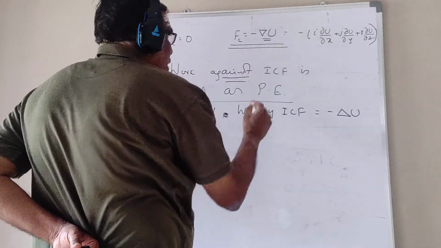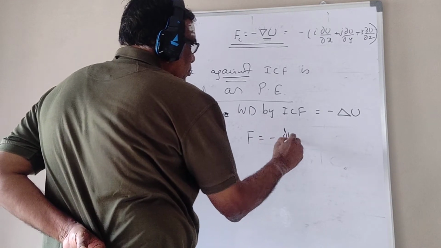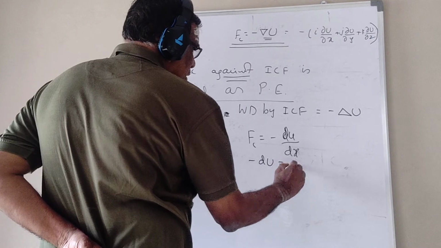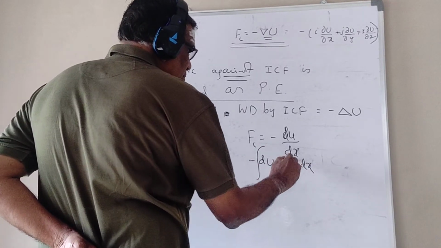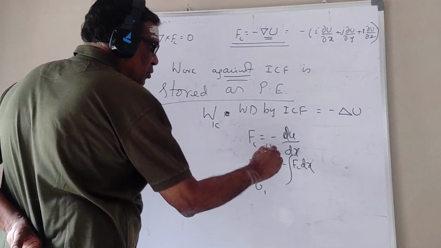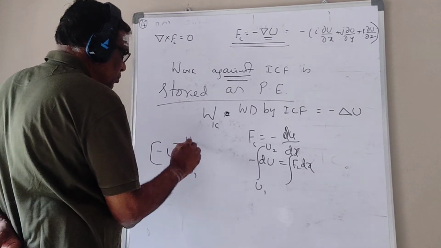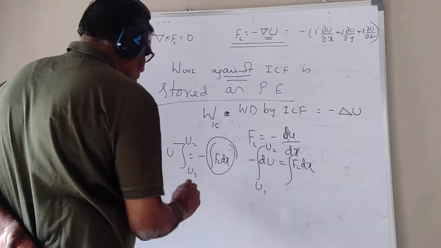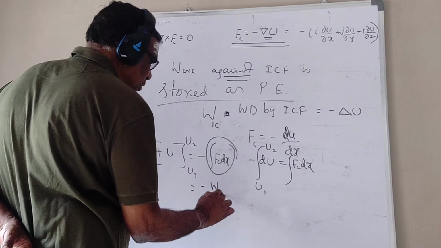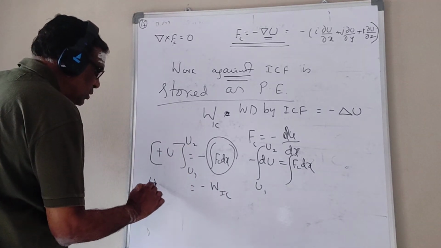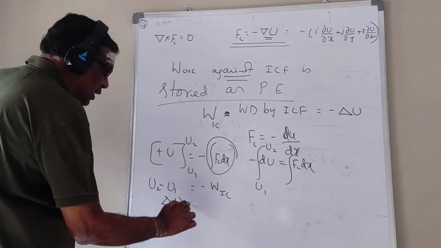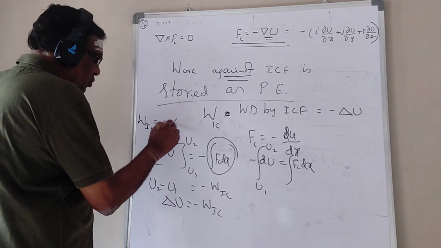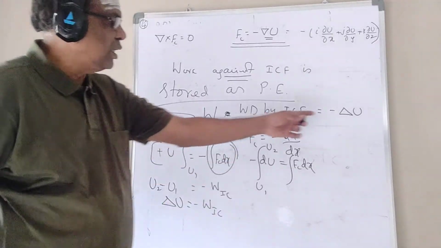Now take any one dimension here. So we will say F is equal to minus dU by dx, or minus dU is equal to Fc dx. What do you get here? Integrating from U1 to U2, minus dU, and you bring the minus sign onto this side. What is this? Work by conservative forces, which I said is always internal. Now, how do you write this? U2 minus U1, that is nothing but delta U. Or W_IC is equal to work done by internal conservative forces. That is what I have tried to write here.